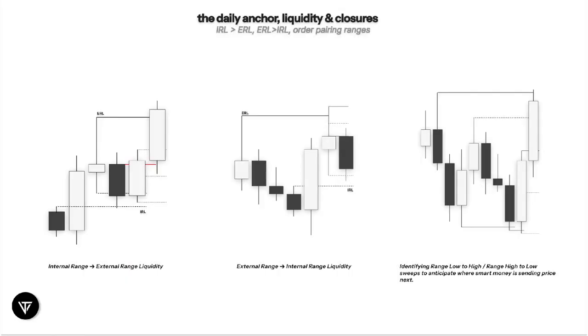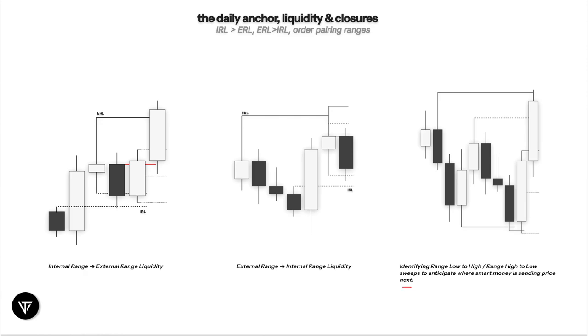And from there, it's all about the draw on liquidity. Where is the market reaching? I map out my internal range liquidity to external range liquidity, and obviously vice versa, external to internal. Because price is just a delivery algorithm, right? It goes from one pool of liquidity to the next.